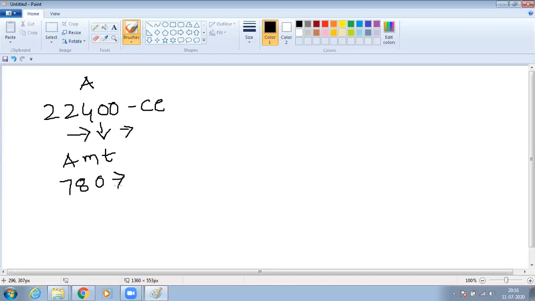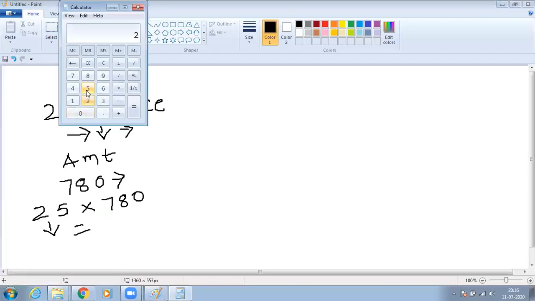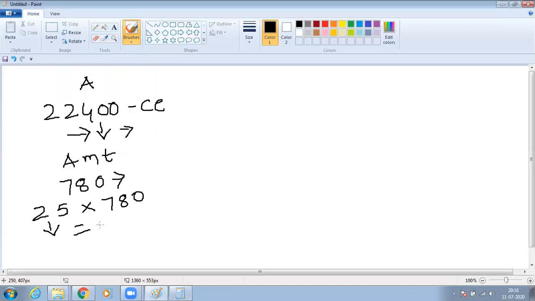780, this is the premium. I have already told you you can't buy one or two, you have to buy in lots. One lot is equal to 25, so 25 into 780 rupees you need to have in your account when you need to buy this call option. 25 multiplied by 780 is 19,500. 19,500 is required to buy the 22,400 call option.